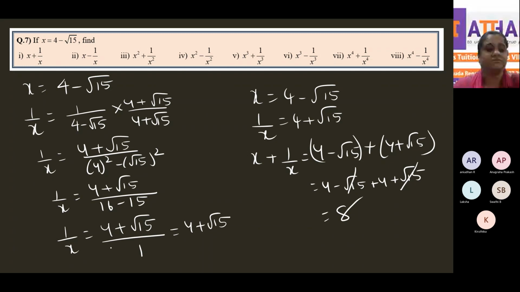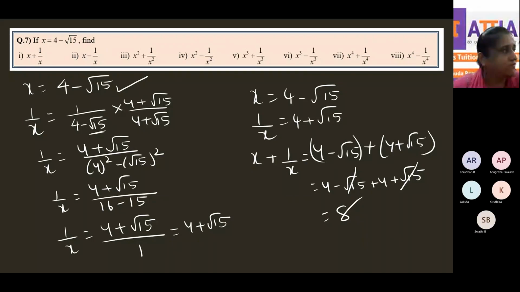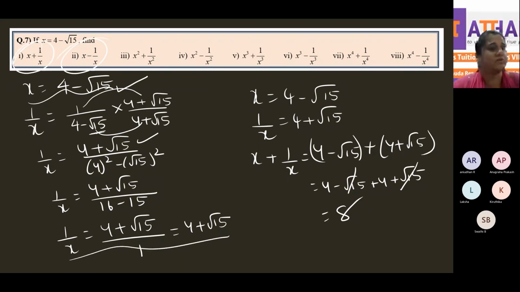All right. So x is equal to 4 minus root 15 is given. Next, you should find 1 by x. 1 by 4 minus root 15. Denominator is irrational, so rationalize it. How? Multiply and divide by the conjugate 4 plus root 15. Now multiply the numerators, multiply the denominators. So 1 by x is 4 plus root 15. Now it's easy to find. Now you know x and 1 by x. Now find x plus 1 by x and x minus 1 by x.